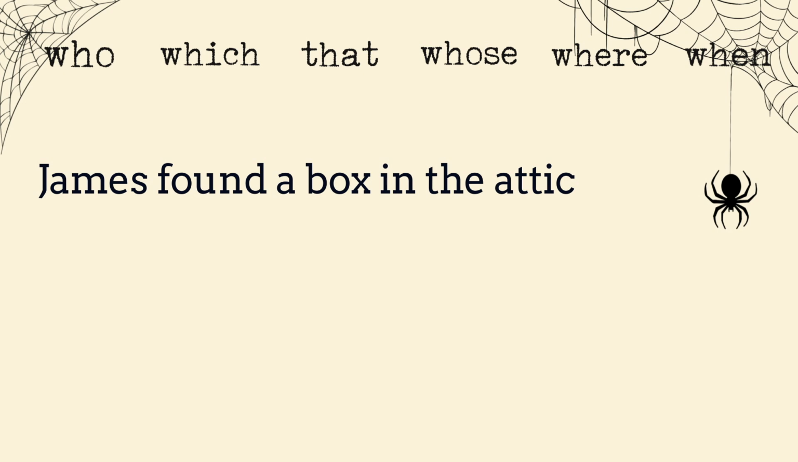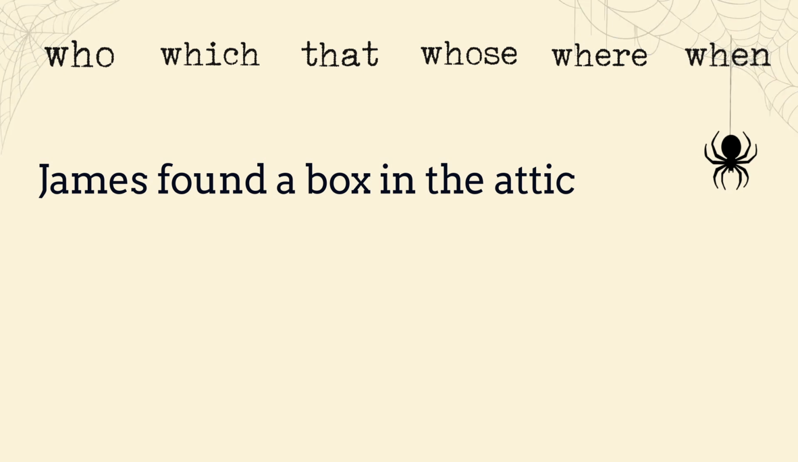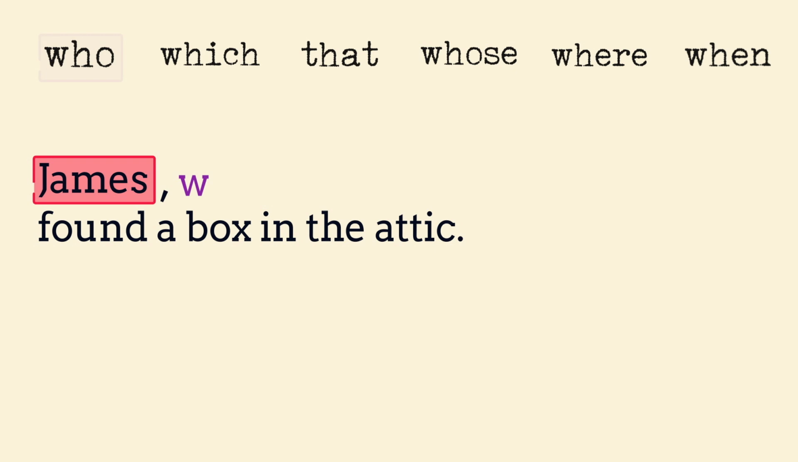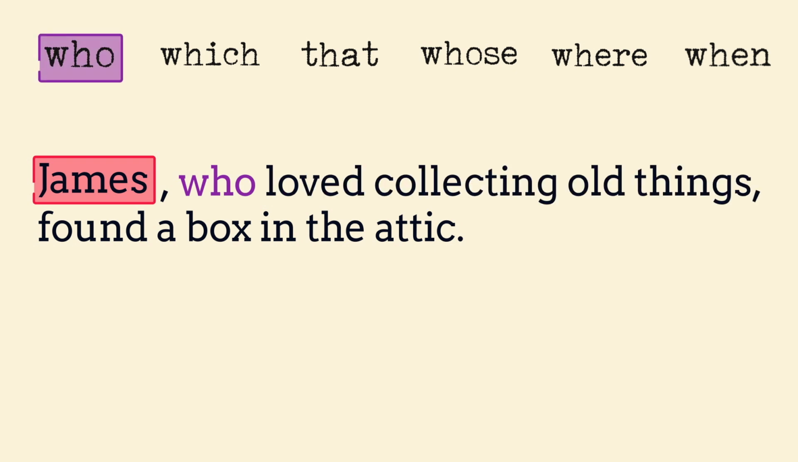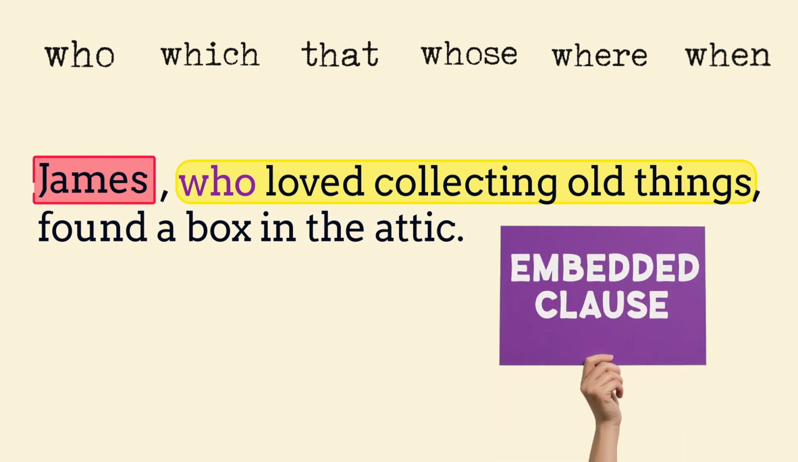If, instead of describing the setting in more detail, we want to give more information about our character, we could use a relative clause to help explain a little more about James. James, who loved collecting old things, found a box in the attic. This time, instead of adding the relative clause onto the end of our sentence, we've slotted it into the middle of the sentence. When we do this, it's called an embedded clause. And this is usually surrounded by commas.